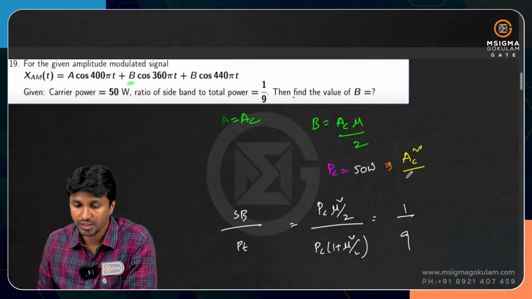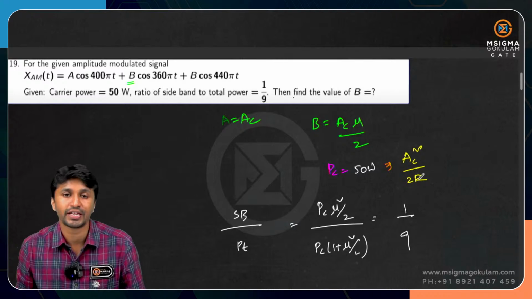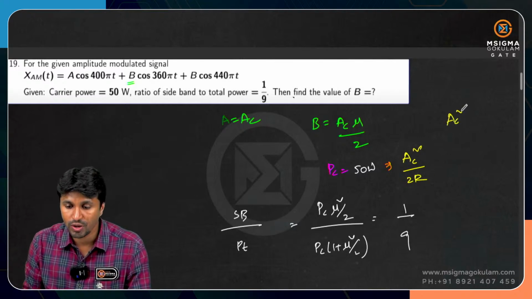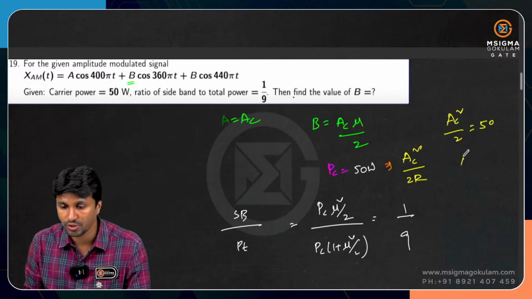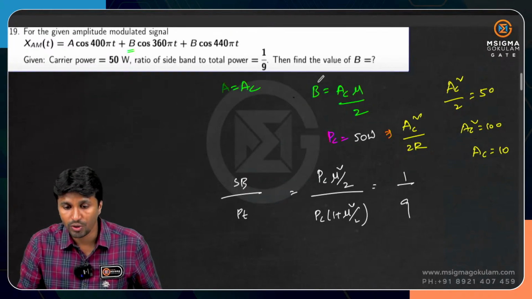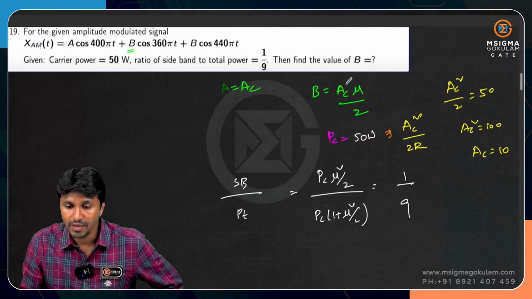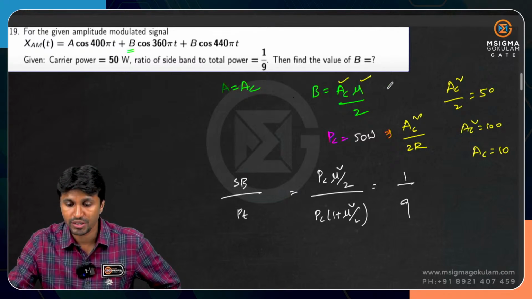Carrier power is nothing but A_C square by 2R. Since the value of R is not given, I will take it as 1. So A_C square by 2 is equal to 50. So A_C square is equal to 100. So A_C is equal to 10, right? So what you require is the value of B, right? In order to calculate B, you need A_C as well as mu, right? So look at this one.